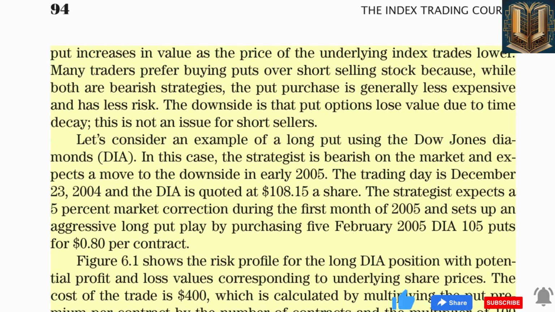Profits increase as the price of the Dow Jones falls. The maximum profit is equal to the strike price of the option minus the premium debit, multiplied by the number of contracts and the multiplier 100. In this example, the max profit is $52,100: 105 minus 80 cents, times 5 times 100. The maximum profit will occur if the Dow falls to zero, which is not a likely event.